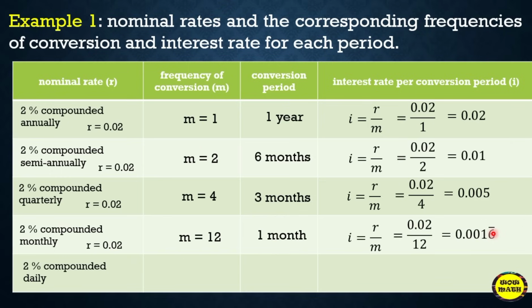Okay, next. 2% compounded daily. So, ano yung m natin dyan? That is 365 and that is per day. So, yung i natin is 0.02 divided by 365. Hindi na natin kunin decimal kasi masyadong mahaba yan. So, as is na yung 0.02 over 365. Ganun din nyo kapag kinumpute nyo using scientific calculator.